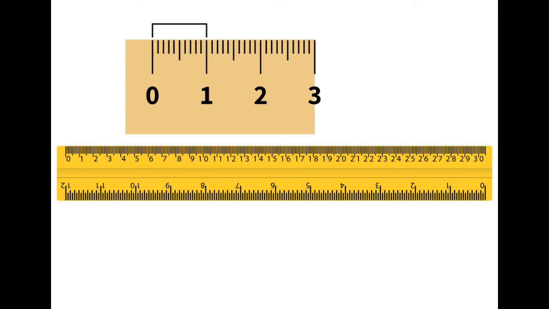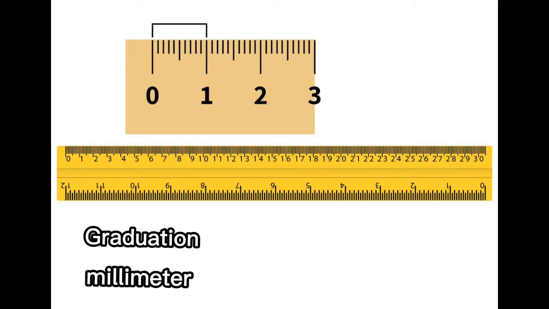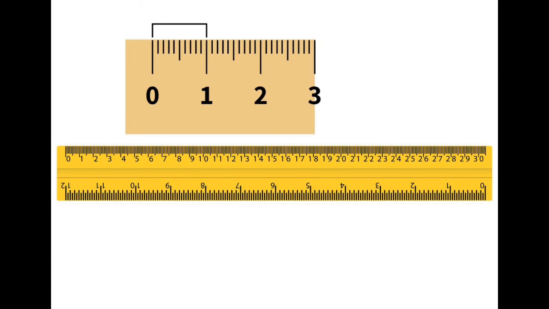And now, let's look closer at the numbers from 0 to 1, and we see the presence of vertical lines. Let's count. So, we have 10 in all. 10 vertical lines called graduation, and the unit of measure in each graduation is called millimeter, and the abbreviation is small letter m and m.